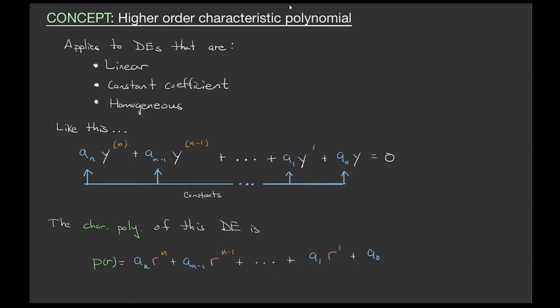And so on and so forth. The first derivative corresponds to r to the first. The zeroth derivative, which is just y, corresponds to r to the 0, which we can just omit because it's just 1. And this is our polynomial here.